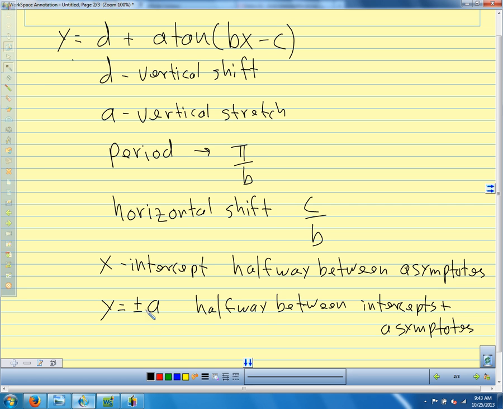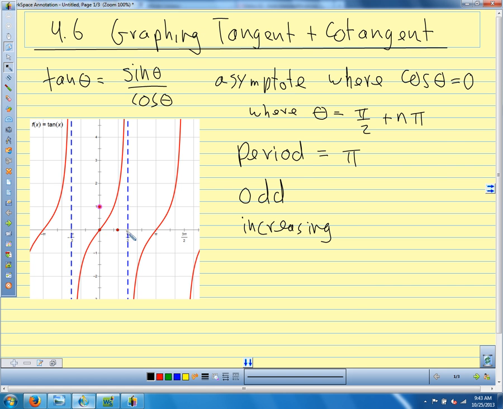So let's look at why that would be. Just going to go back here to our graph. So we have an intercept here at x equals 0 and an asymptote at pi over 2. Halfway between 0 and pi over 2 is what?